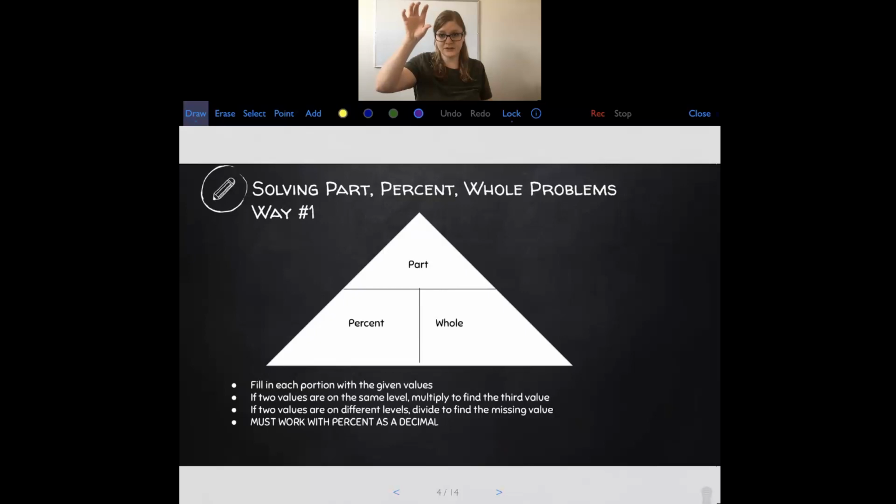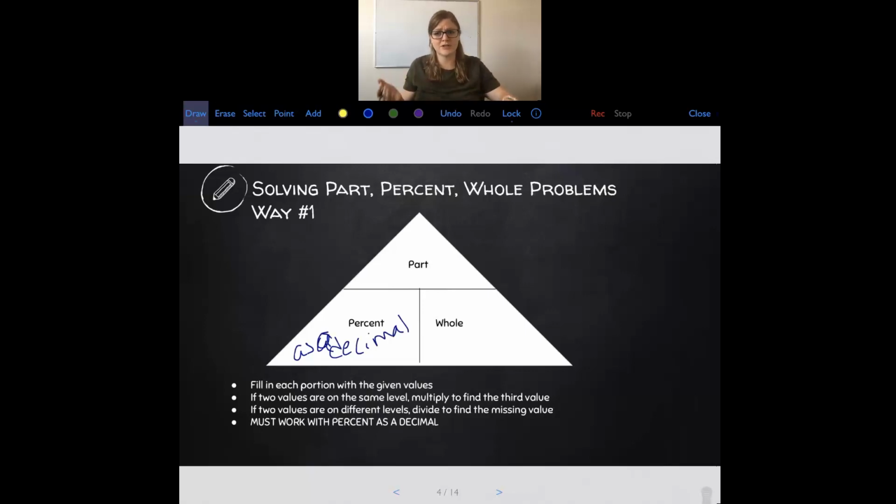So the part goes in the top, the percent, and it's very important, as a decimal. So we learned how to calculate from percentages to decimals, so you would use the decimal form of the percent in this triangle and the whole. So the way that it works is you fill in each part with the given values. If 2 values are on the same level, you'd multiply to find the third. Or if 2 values are on different levels, you divide to find the missing value. And then again, you must work with the percent as a decimal.